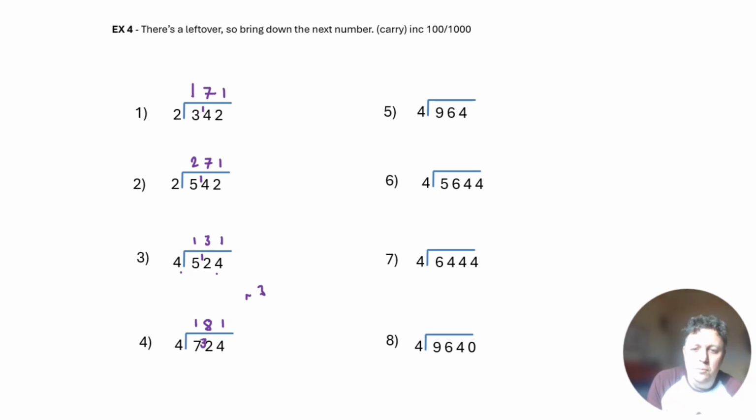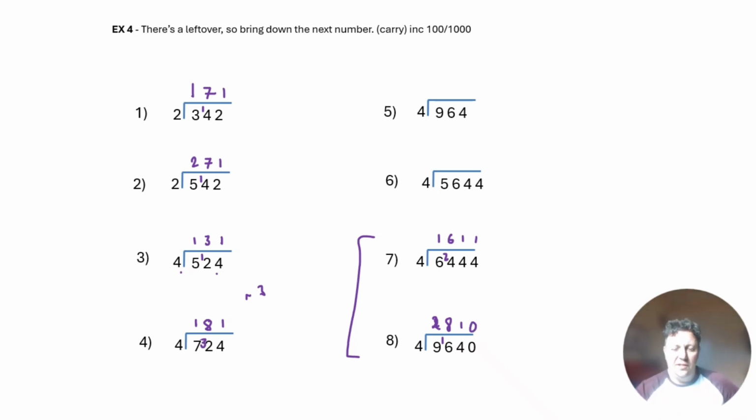On this side here, you might want to pause the video and have a bit of a practice on your own. And I'm going to go through questions 7 and 8. So 4 into 6 goes once, remainder 2. 4 into 24 goes 6 times. 4 into 4 goes once. 4 into 4 goes once again. 4 into 9 is going to go twice, and 1 carried over. That is a 2. 4 into 16 goes 8 times, 4 into 4 goes once, and then 4 into 0 goes 0 times. Okay, so that's exercise 5.